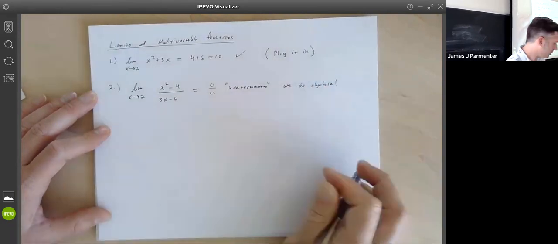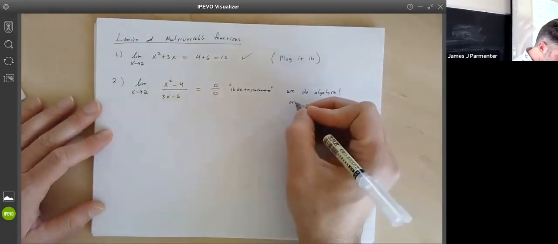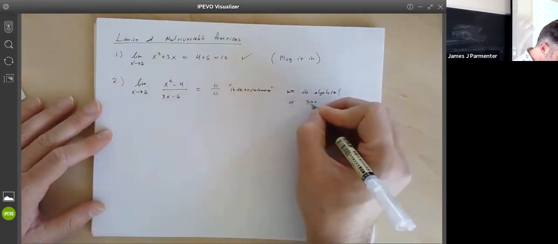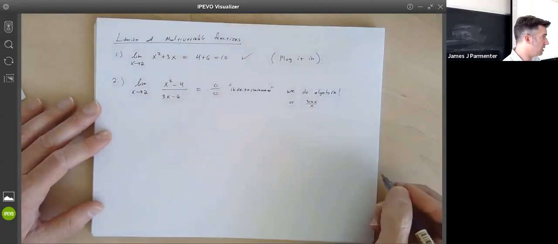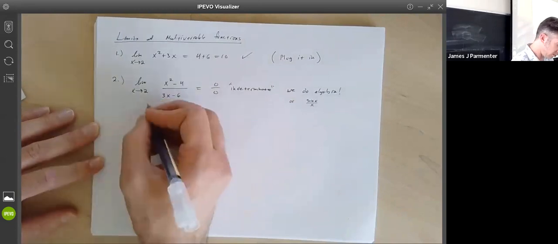More generally, some sort of manipulation. I should say algebra. There's also the sine x over x situation, where that limit as x goes to 0 is 1. So be aware of those things. We're going to manipulate this.